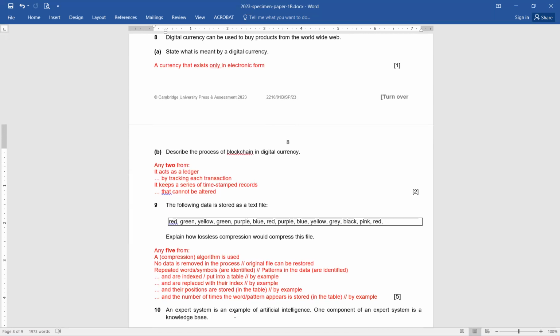A compression algorithm is being used. No data is removed in the process. The original file can be restored. Repeated words. Now, how is this being done? Repeated words or symbols are identified. Patterns in the data are identified.